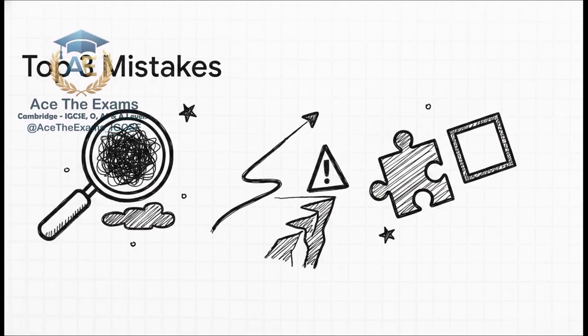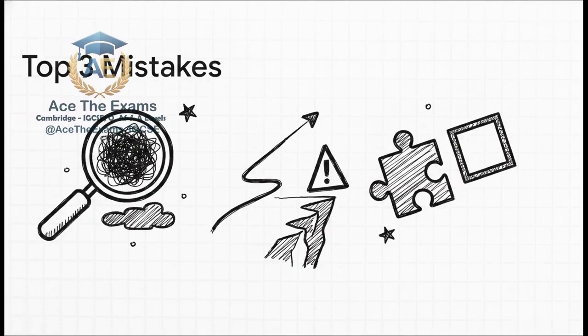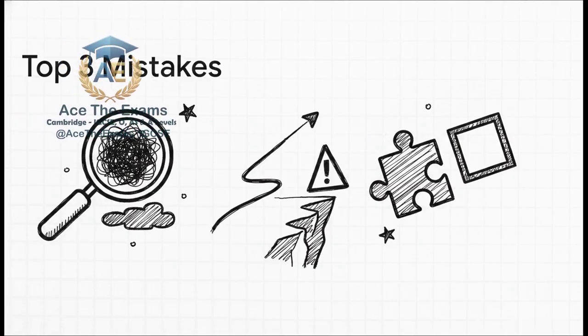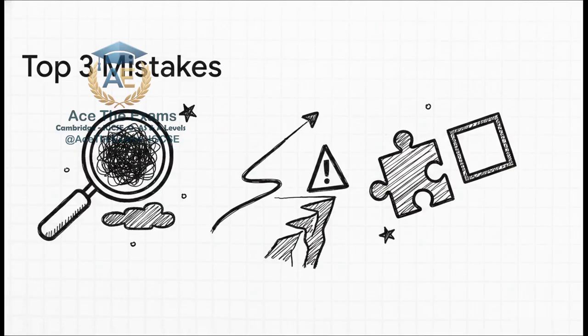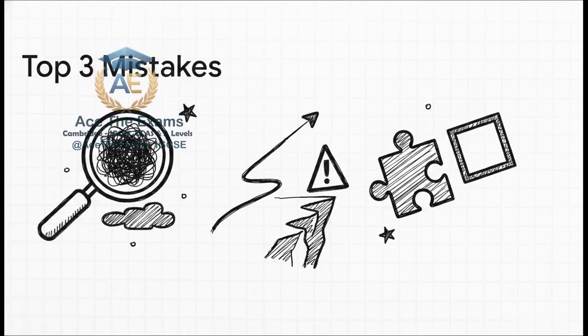First mistake, answers are often simply too vague. Alex writes, the program runs faster. The examiner puts a big red line through it. Why? Because it's missing specific technical details. Faster how? By reducing time complexity, by optimizing memory? You have to be specific.